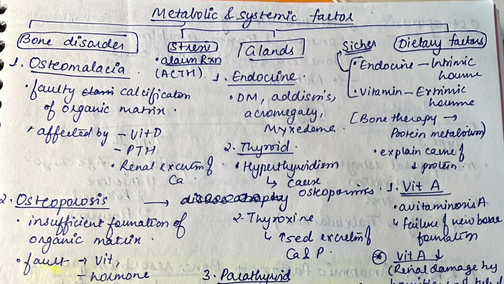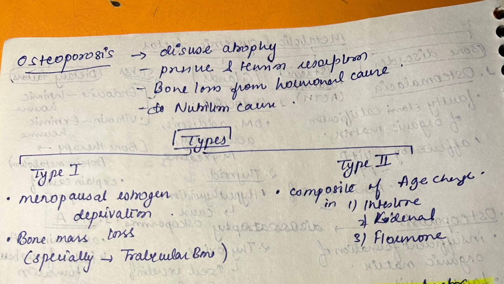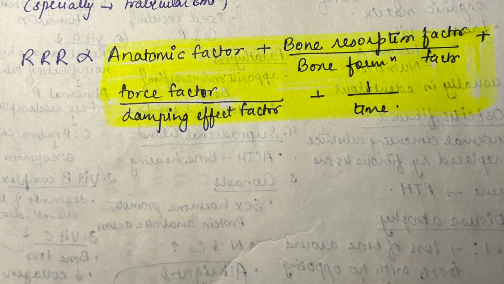Usually, a short note comes on osteoporosis. Osteoporosis is due to disuse atrophy, bone loss from hormonal cause or nutritional cause. It can be of two types: menopausal estrogen deprivation, or it can be due to age changes. We have a very important formula: residual ridge resorption is directly proportional to anatomic factors plus bone resorption factor, divided by bone formation factors plus force factor, divided by damping effect factor plus 1 by time.